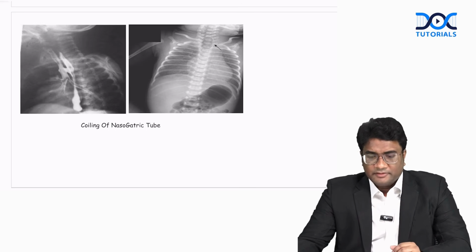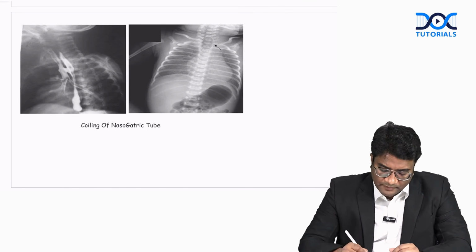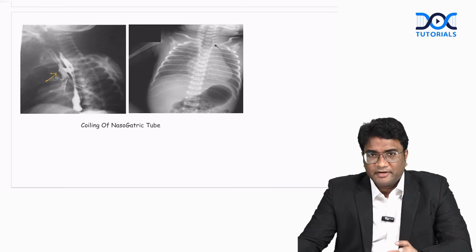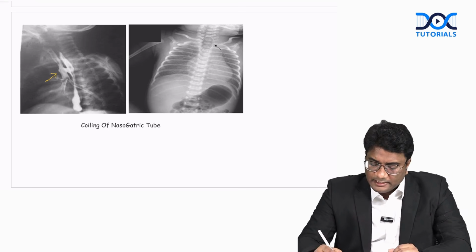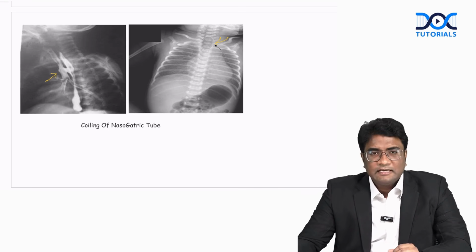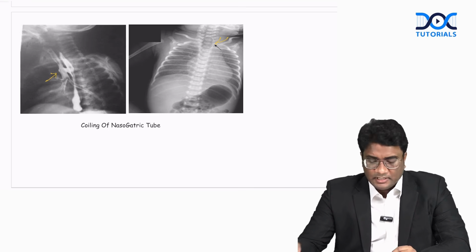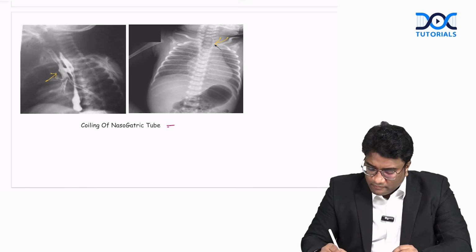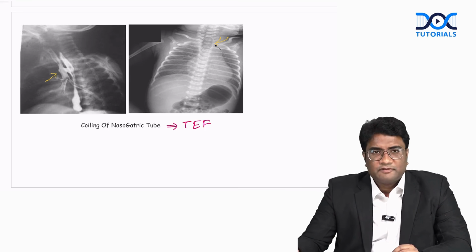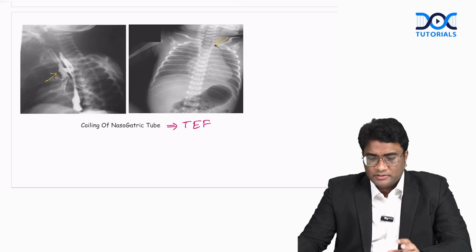And look at these chest radiographs and the barium studies that are given to you. On a barium swallow, you can see part of the barium entering into the trachea and the bronchi. And on this chest radiograph, you are seeing coiling of the nasogastric tube. These are suggestive of tracheoesophageal fistula. Tracheoesophageal fistula shows coiling of the nasogastric tube, and if you give barium, the barium may enter into the trachea and the bronchi. So this is tracheoesophageal fistula.